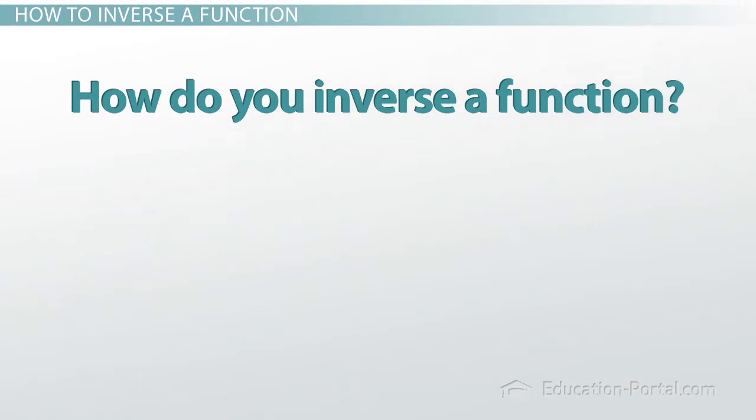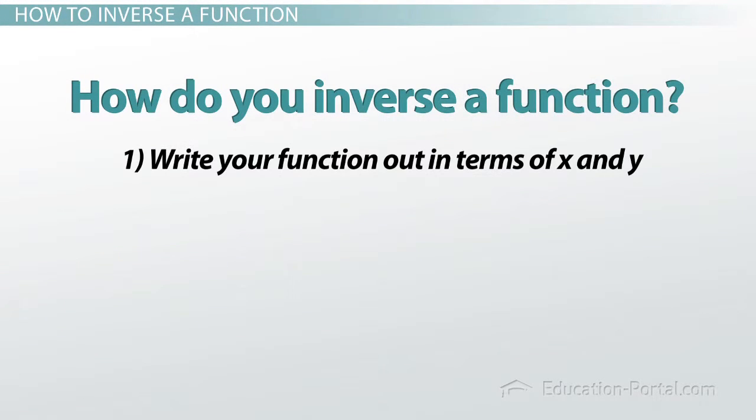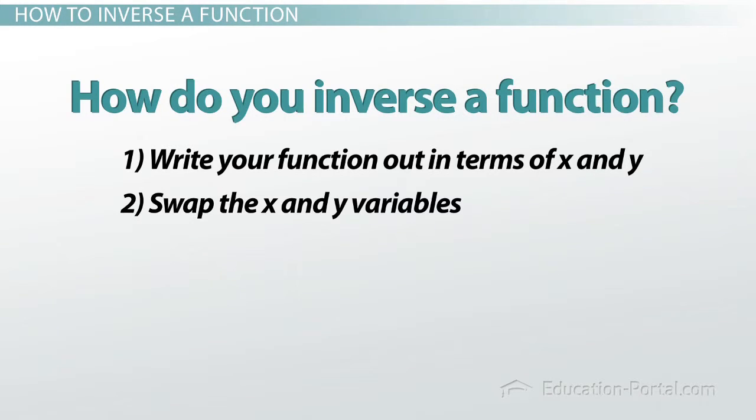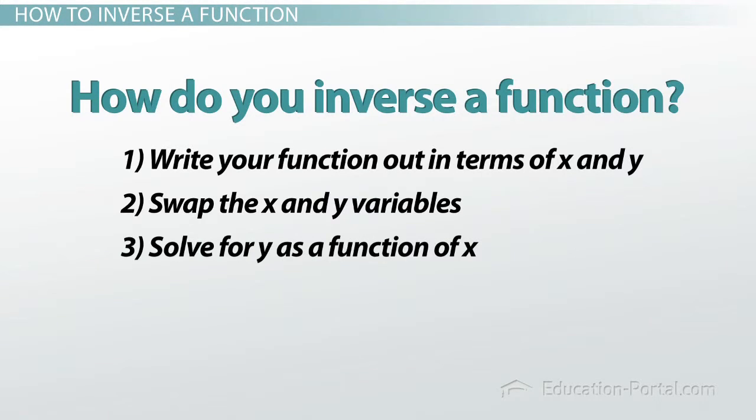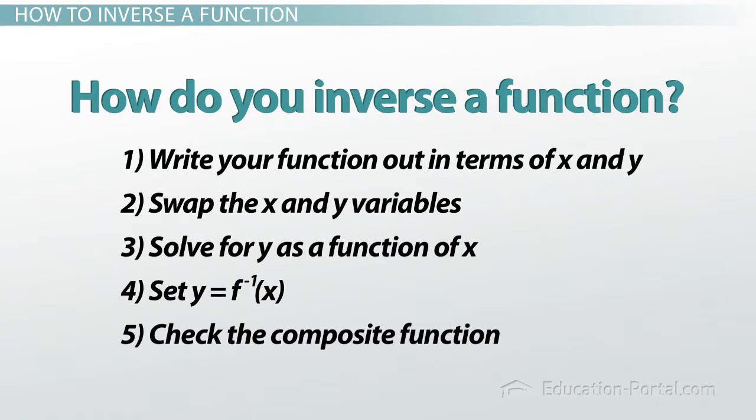But how do you do it in general? First, you want to write out a function in terms of x and y, like y equals f of x. Then we're going to swap the x and y variables. We're going to solve for y as a function of x, and we're going to take the result and call that the inverse function. Then we're going to check our answers.